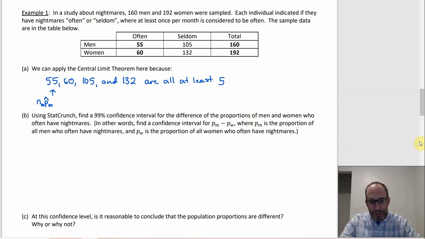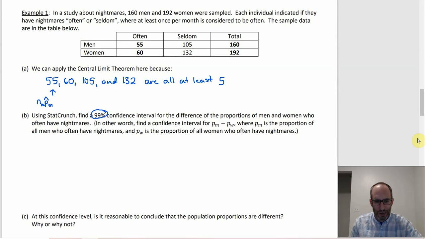But then if we're going to use StatCrunch to get a 99% confidence interval, so I guess just be aware of that, because that's not the default setting, so we're going to have to make that adjustment. And we're going to estimate the difference of proportions of men and women who often have nightmares. So in other words, we're trying to estimate P sub M minus P sub W, if we're going to use M for men and W for women.